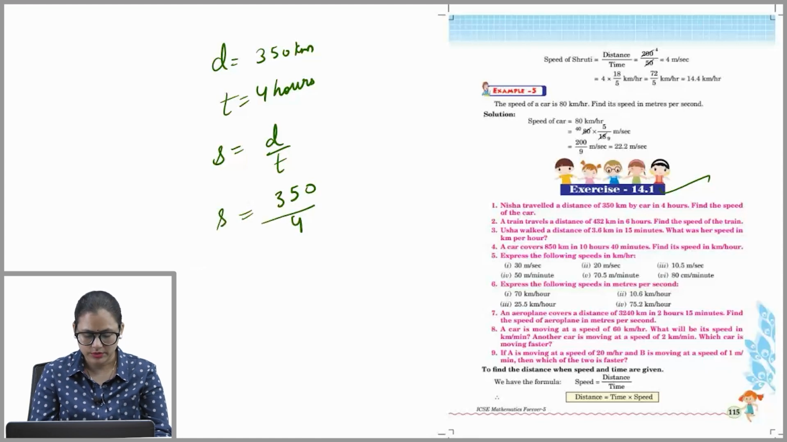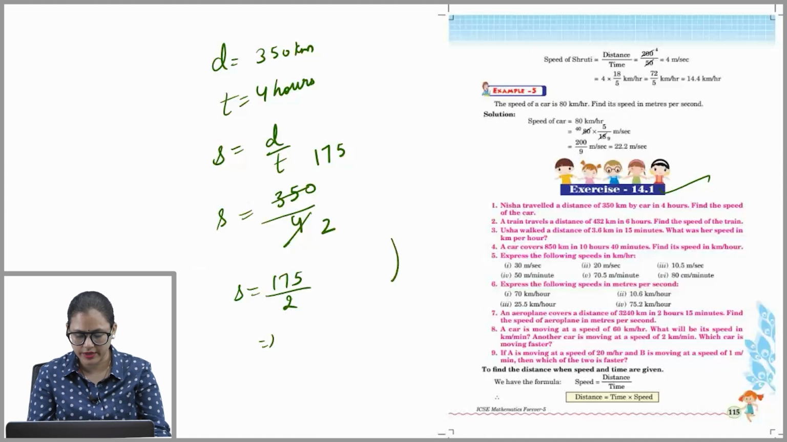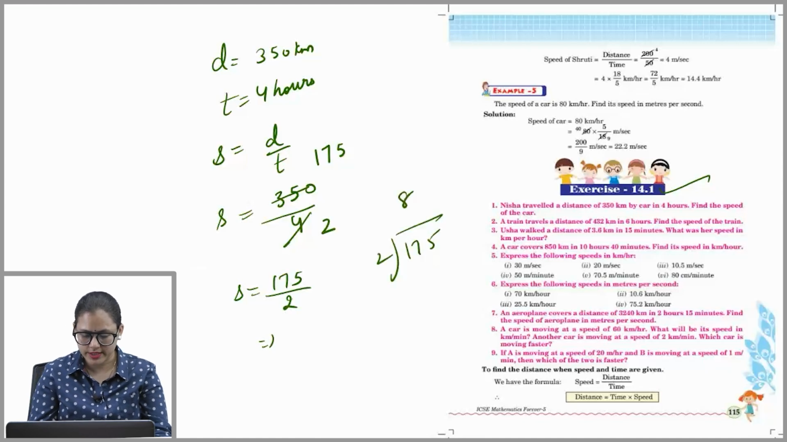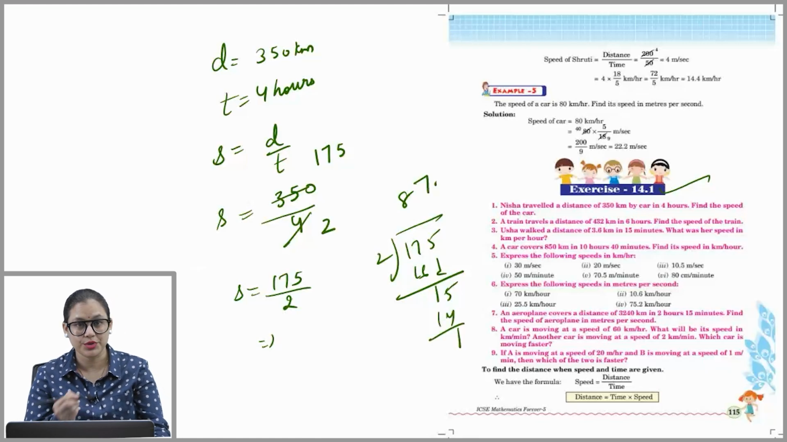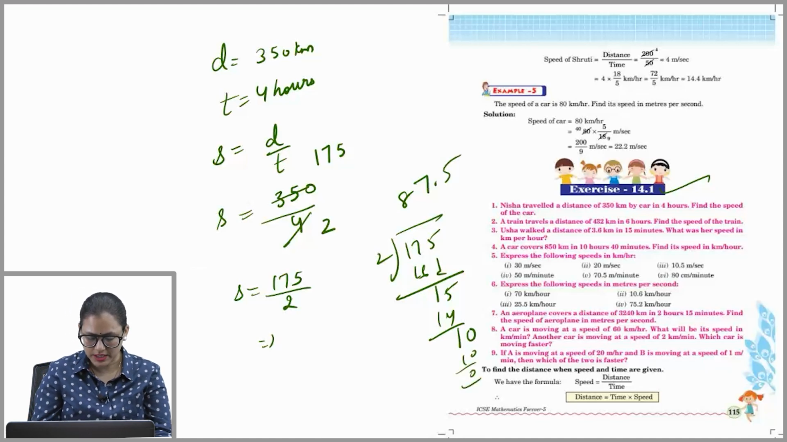Now cancel this out. 2 2s are 4, 2 1s are 2, 2 7s are 14, 2 5s are 10. When you divide this, you will get the answer. Let's divide it. 2 8s are 16, remainder 1, bring down 5. 2 7s are 14, remainder 1, put a decimal here and 0. 2 5s are 10. So the speed is 87.5 kilometers per hour.